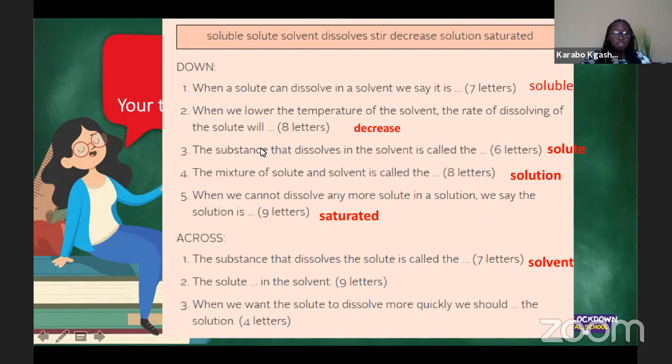Dissolves. Well done, Aruk. Tedza, Iksan, definitely, it dissolves. Right, and last but not least, when we want the solute to dissolve more quickly, we should stir. Thank you, Lizal, Handro, Untatile. We should definitely stir.